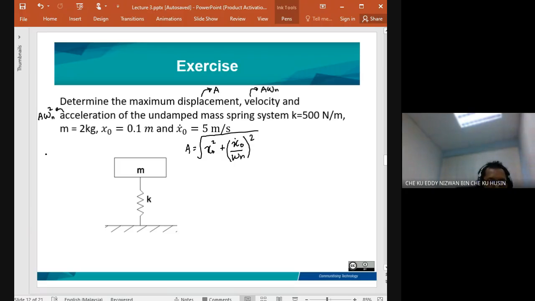Omega n is equal to square root k over m. K is given as 500. Please beware of the units, so make sure all the units are in SI units, Newton over meter. So you can just straight away use the value, and mass is 2 kg. This one we get 15.81 radians over second. So that is how we calculate the natural frequency of the system. Now we can solve for the A.